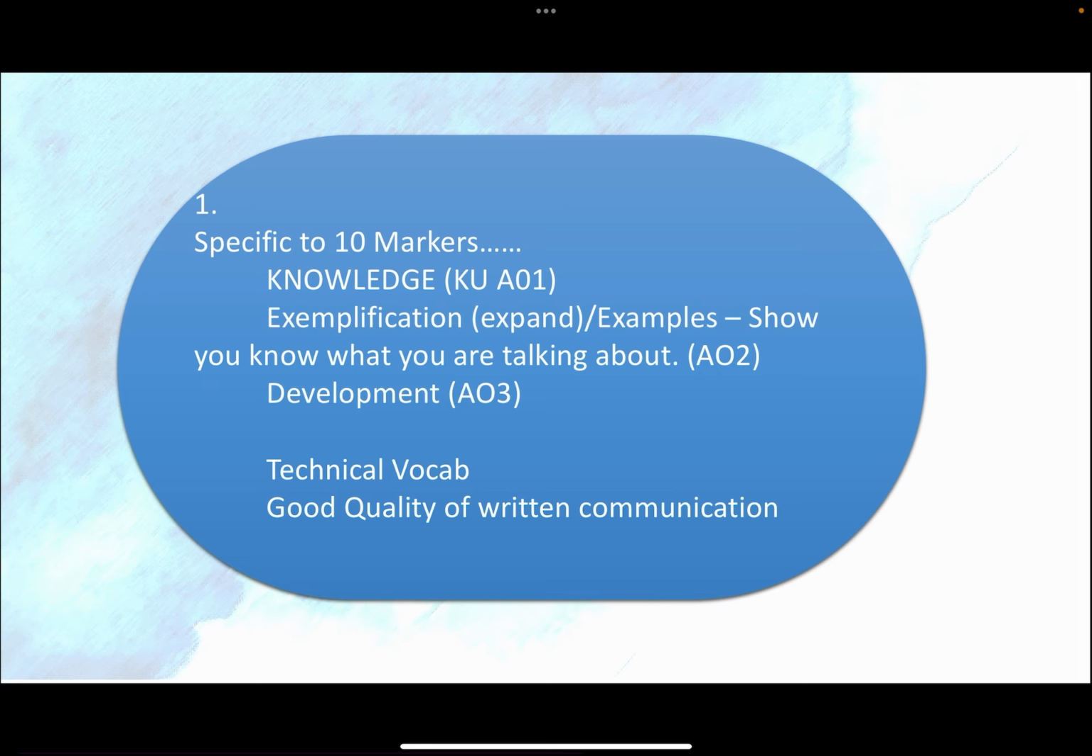Then there'll be development areas, which are going to be an evaluate or a justify or a critique sort of element to that question. And you almost want to show that methodology throughout that 10 marker, using paragraphs, using your specialist vocab, and ensuring that you have a good quality of written communication.